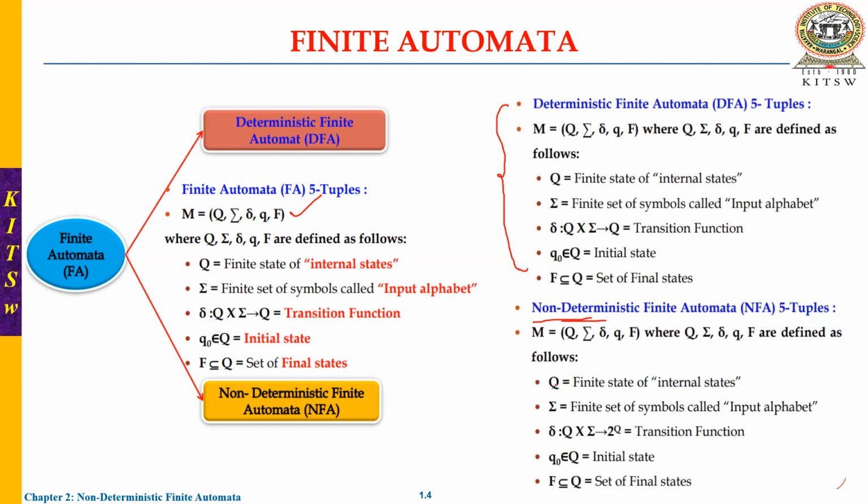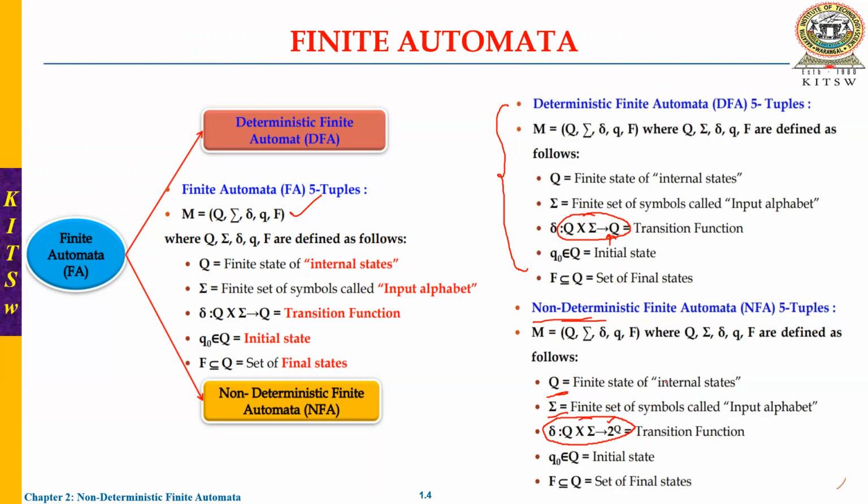Q, capital Q, is a finite set of states, and sigma is the input symbols. The transition function is different when comparing DFA and NFA. In a DFA, the transition function maps the states over input symbols to a single new state, but in an NFA, the transition function may give multiple new states, that is, 2 power Q. This is the only difference between DFA and NFA.